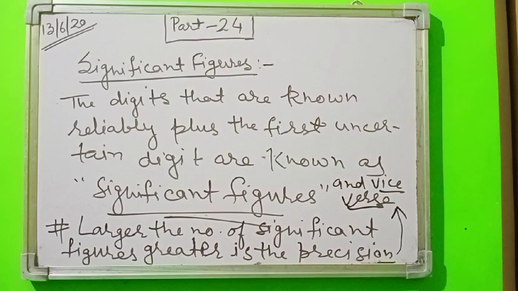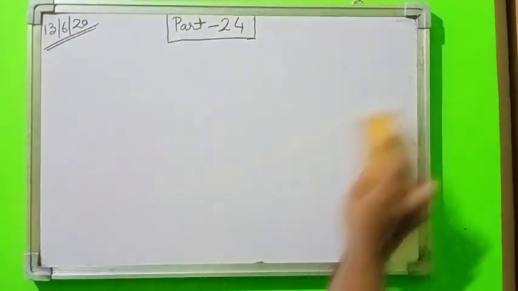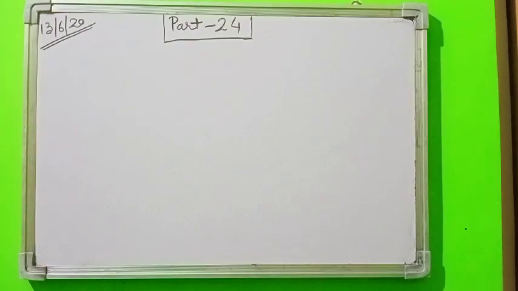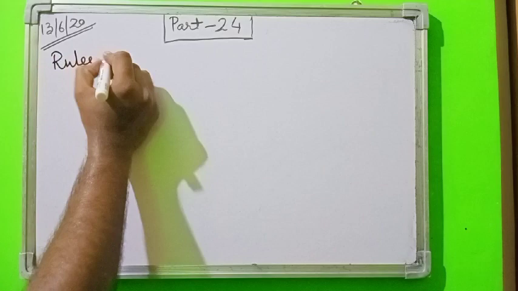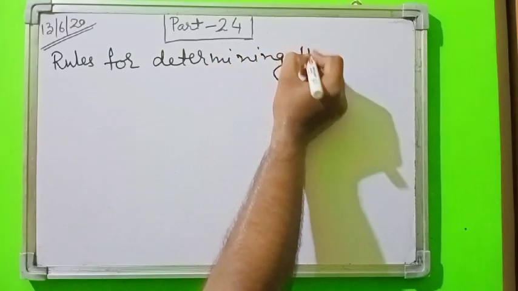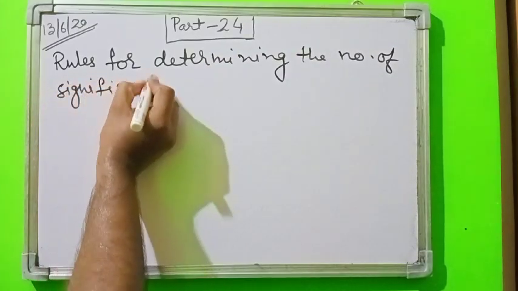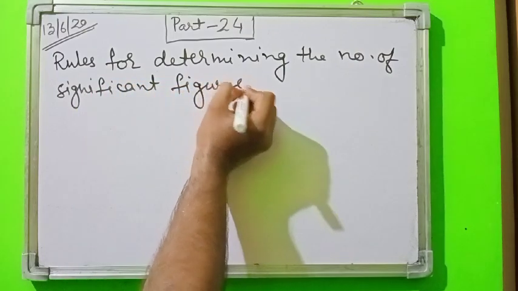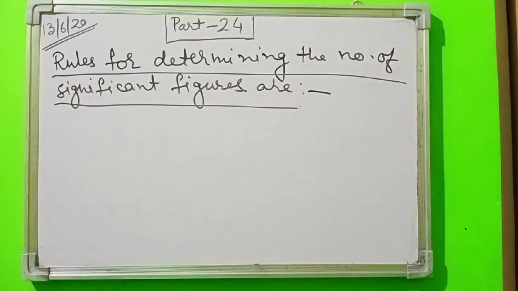Now we will discuss certain rules for determining the number of significant figures in the measured value. In the measurement of any physical quantity, what are the particular rules? Try to understand the rules, and after that we will do some examples regarding that.